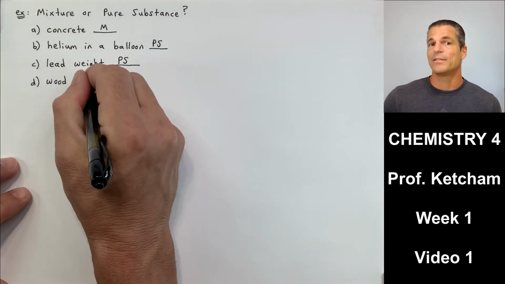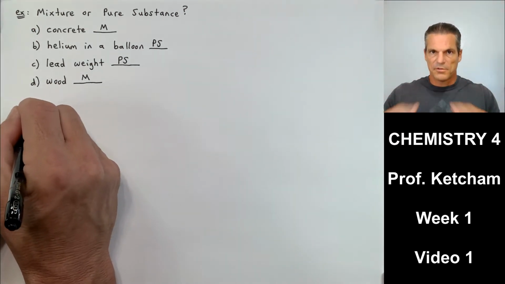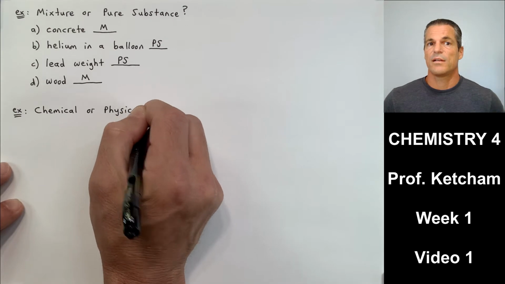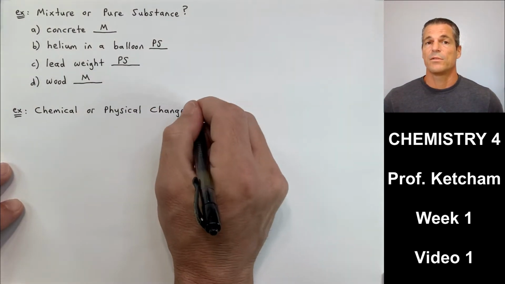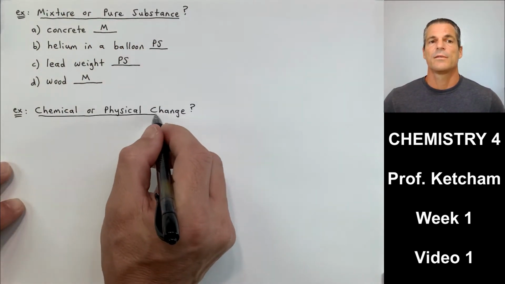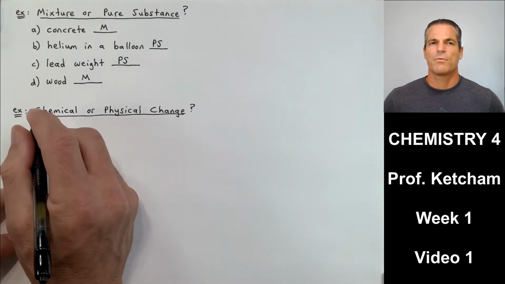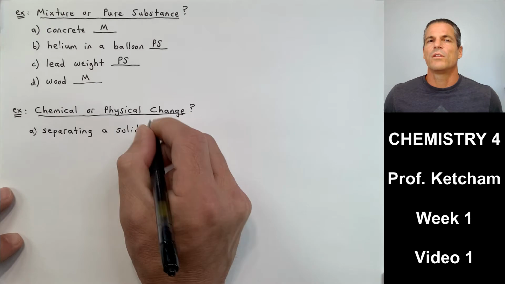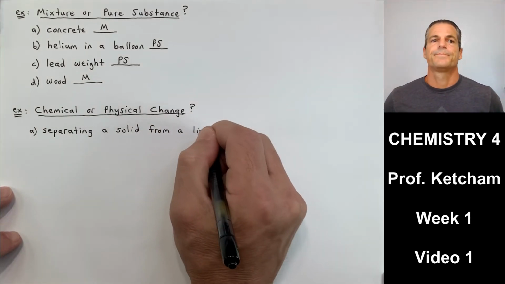It happens to be an element, which is a breakdown underneath pure substance. Lead weight is also a pure substance. Of the pure substances, compound or element, it is also an element. And then wood is a mixture. If you get really close and look at wood closely, all the fibers and everything all look different. So it is a mixture.